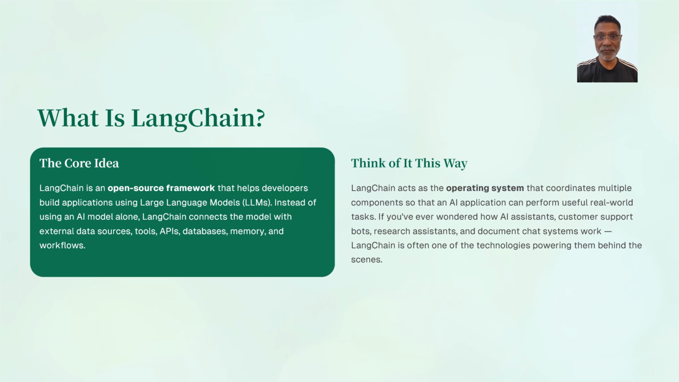LangChain is an open-source framework designed to help developers build applications using large language models. Rather than relying on an AI model alone, LangChain connects language models with external data sources, APIs, databases, memory systems, and workflows. Think of LangChain as the operating system that coordinates all the moving parts of an AI application. Many AI assistants, customer support bots, research assistants, and document chat systems use LangChain behind the scenes.